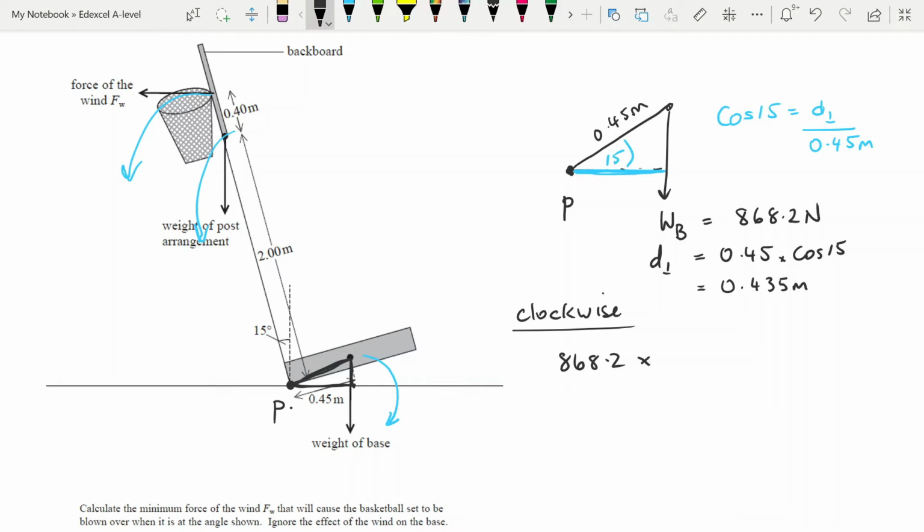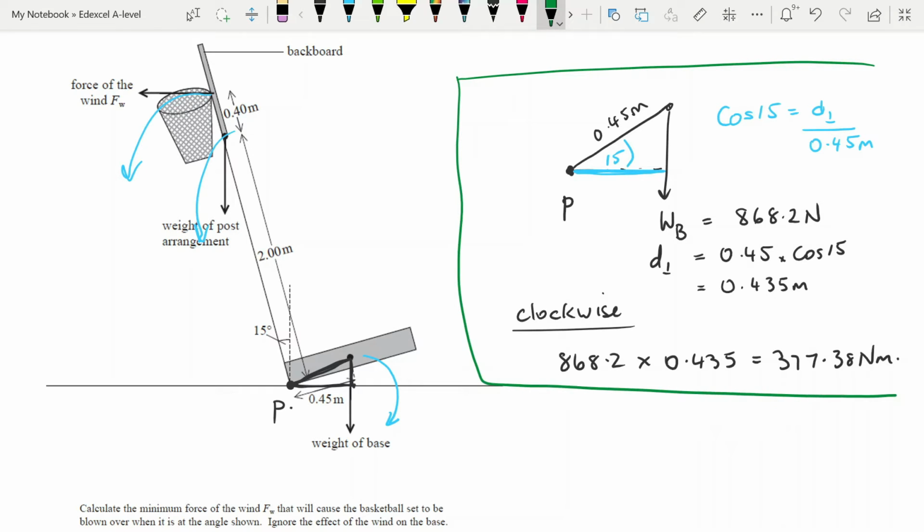(868.2) multiplied by our perpendicular distance, 377.38 Newton meters. That is our only clockwise moment. So we're going to come back and use this number later on in order to balance out our anti-clockwise moments. Now, let's have a look at those.